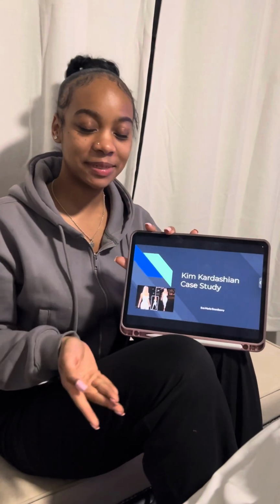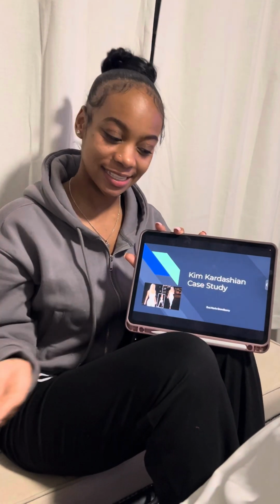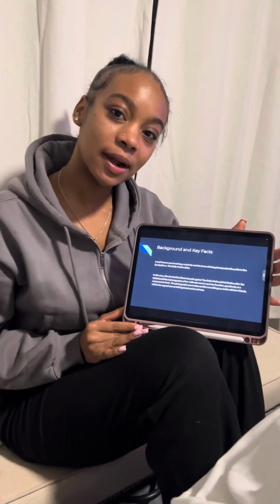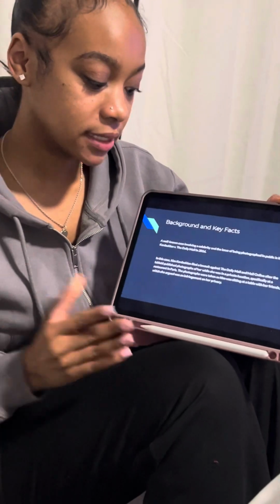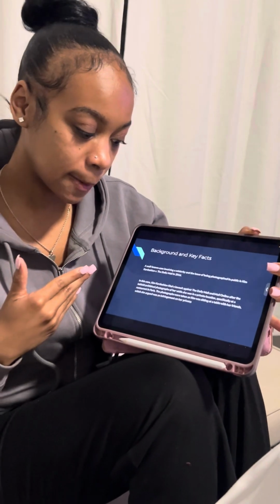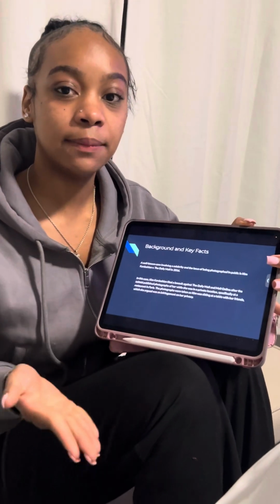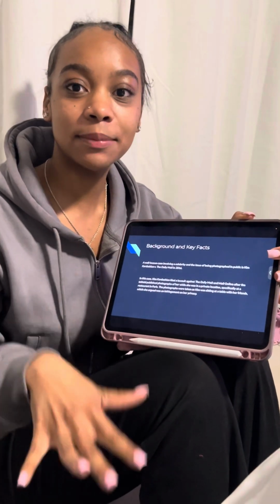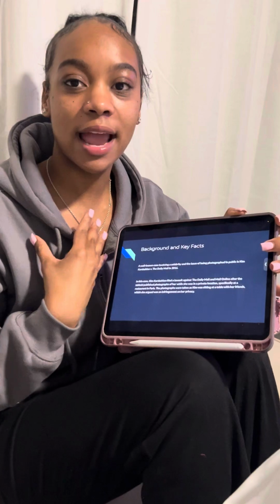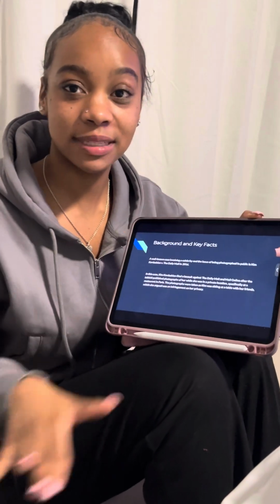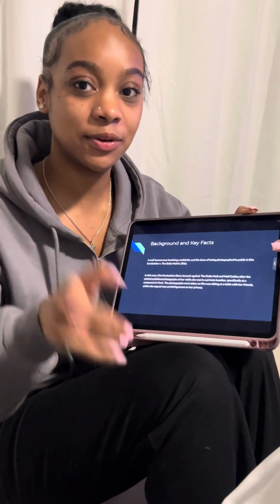So today I'm going to be studying the Kim Kardashian case study. The background and key facts on the Kim Kardashian case study is it's a well-known case when Kim Kardashian sued the Daily Mail back in 2016. In this case, she filed a lawsuit against them because they recorded some very private photos and images of her while she was out to dinner and having a very vulnerable moment, and then they posted and broadcasted it all over their websites, their mail, and their newspaper.